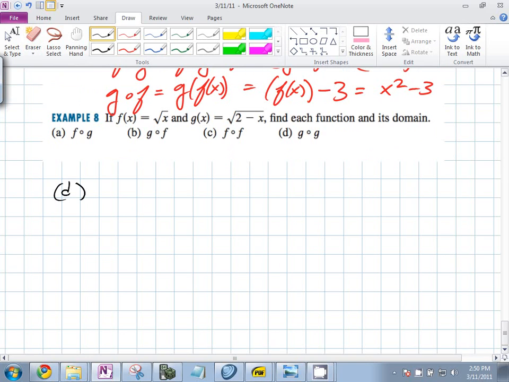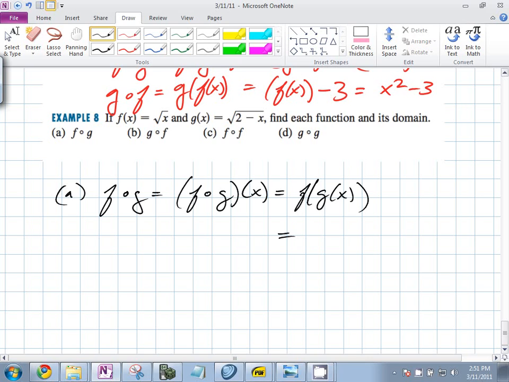A first. So f of g is going to be, you can write it out like this if you wanted to, which is the same thing as f of g of x. So that's going to be the square root of the square root of g of x. So what's that going to be? The square root of the square root of 2 minus x. Yes. And that is the fourth.